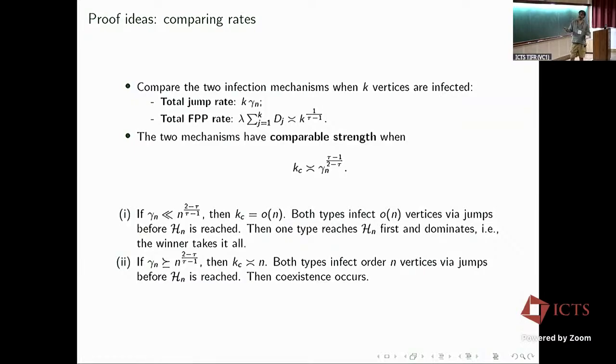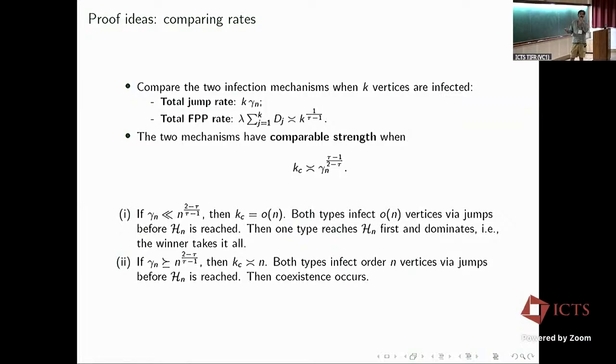So now in the threshold of subcritical regime, if gamma n is smaller than the threshold, then this KC is going to be little o of n. It means that the two rates are comparable, jump and FPP, but I haven't infected them much yet, just little o of n so far. And then at some point, one of them reaches the giant and gets all the network, and the other one stays little o of n. So the winner takes it all.